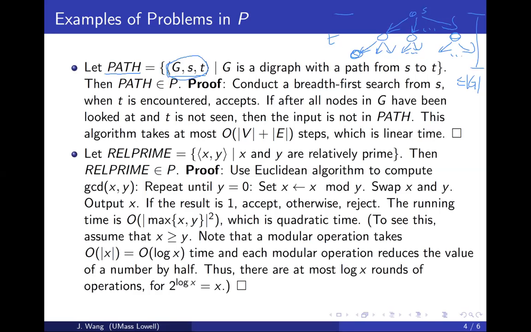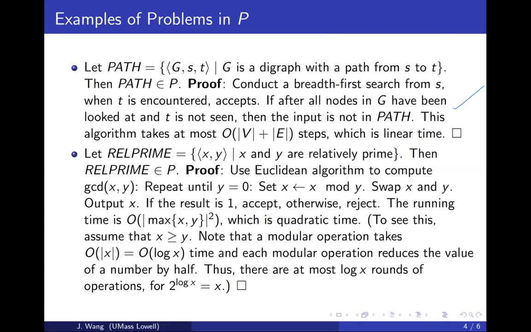Then we can do this in at most n squared time, where n here is the number of nodes. So then we can determine whether a given instance <G, S, T> belongs to PATH, that is, whether there is a path from S to T in G. Okay, so this is straightforward.